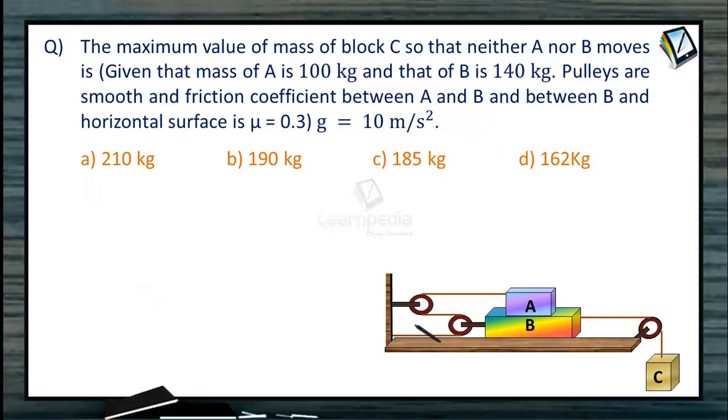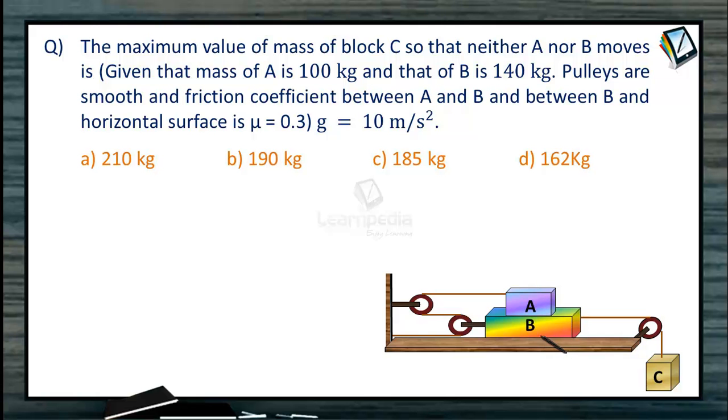Question. The maximum value of mass of block C so that neither A nor B moves is to be found. A is 100 kg, B is 140 kg. Pulleys are smooth and the friction coefficient between A and B and between B and the surface is mu equal to 0.3.